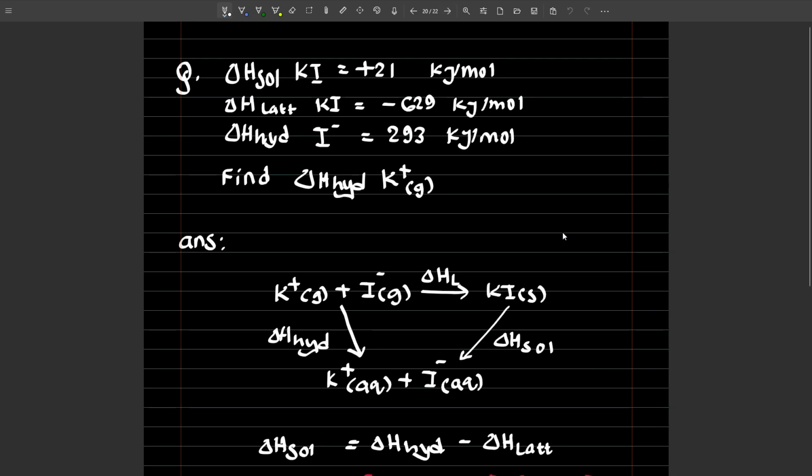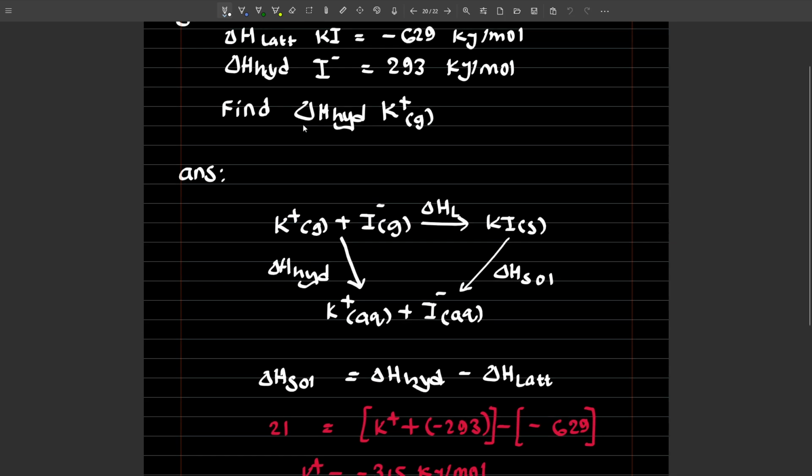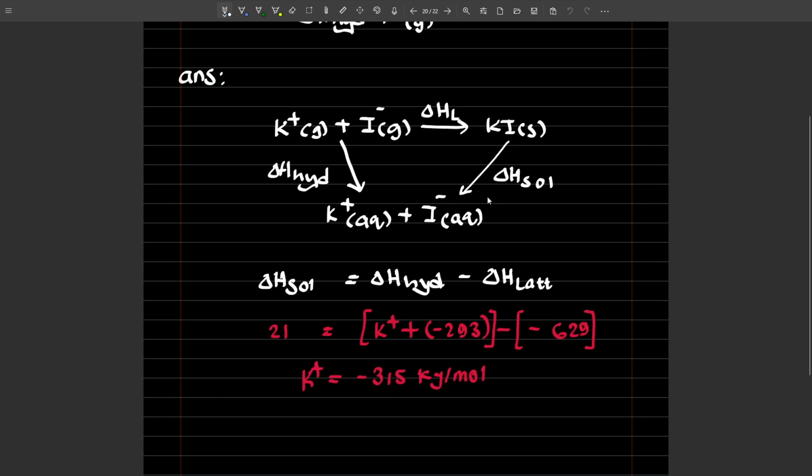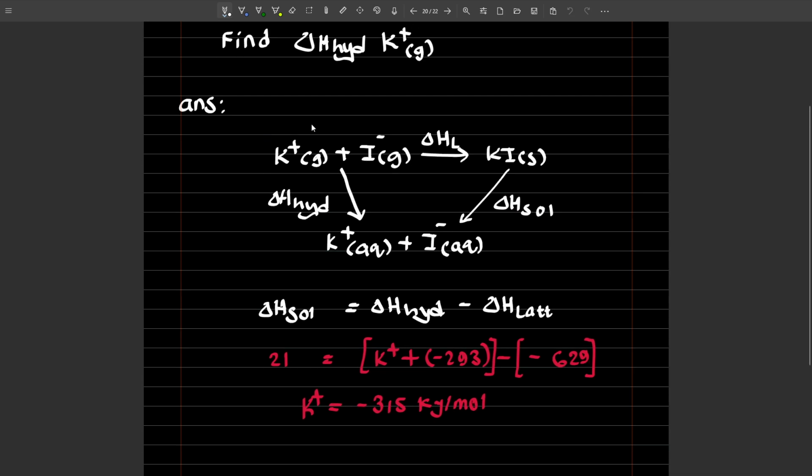Okay, so before we move on, let's look at this question to understand how to use our equation or how to form the Hess cycle. So we are given the values of solution, lattice energy, and hydration. We are asked to find the enthalpy change of hydration of this potassium gaseous ion. So to begin with, we have to first construct the Hess cycle. As you can see, I have done that over here.